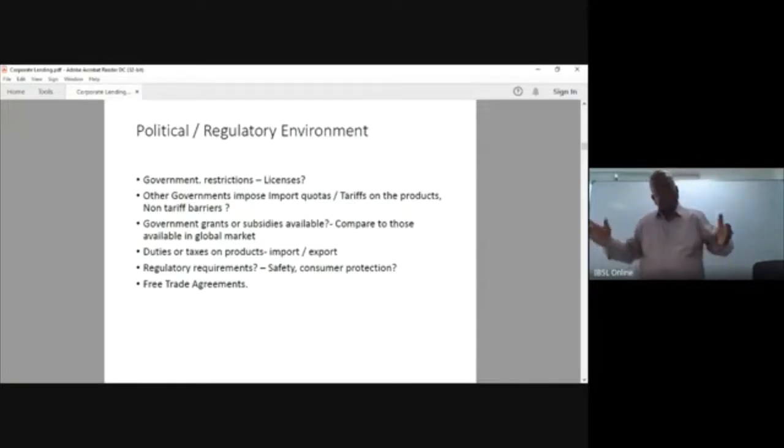Even a passenger can't take any food item with them. Now, on the quality basis, they are prohibiting. You can't. So on the basis of quality, the non-tariff barriers. All these things you have to analyze in the political and regulatory requirements.